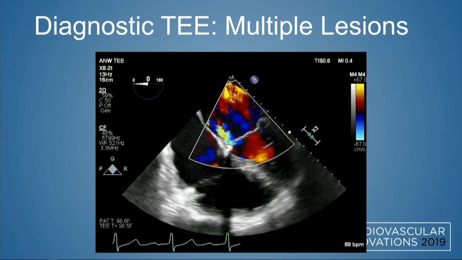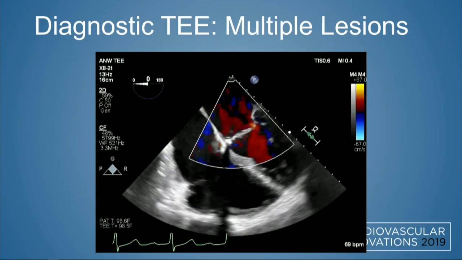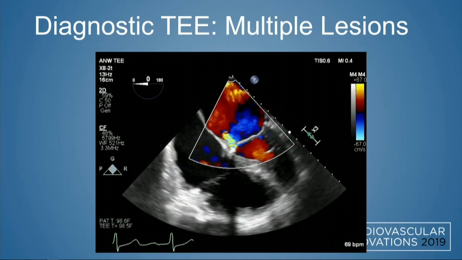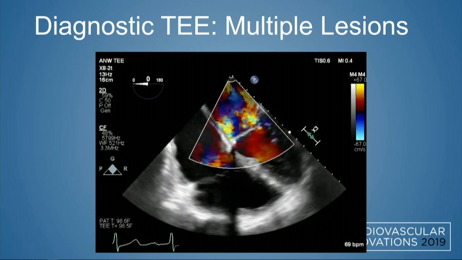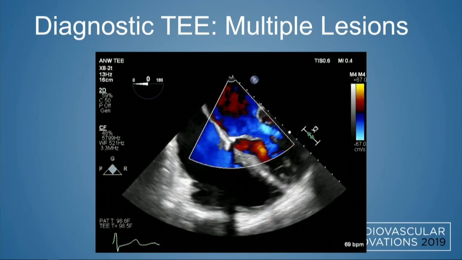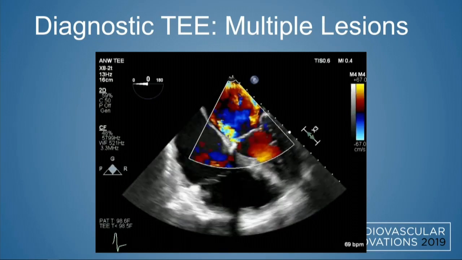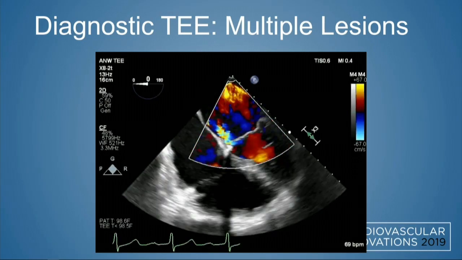So just jumping straight ahead to her TEE, you can see in this initial four-chamber view that it looks like she has actually two abnormal jets going into her left atrium, one that appears to be mitral regurgitation, and then this other jet kind of at the origin of, or at the insertion of, that anterior leaflet. It's unclear where that's coming from.